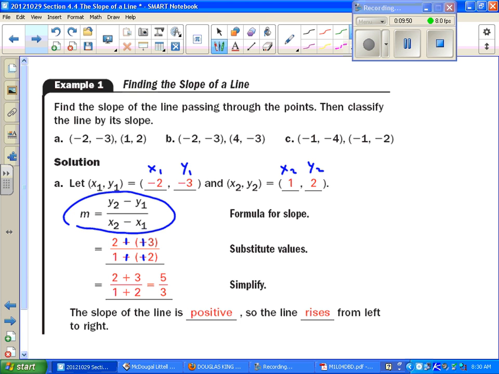So if you just look down to the next line, 2 plus 3 is 5, and 1 plus 2 is 3. That is a positive slope. 5 over 3 tells you that from the point you're looking at, you're going to go up 5 units and you're going to go to the right 3 units since they're both positive. It rises from left to right.